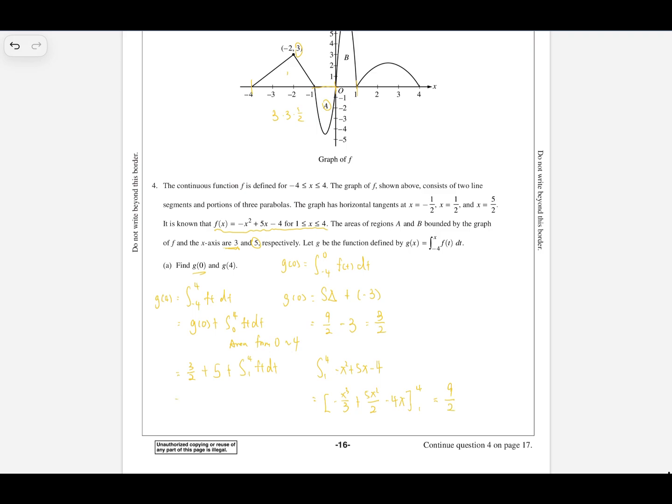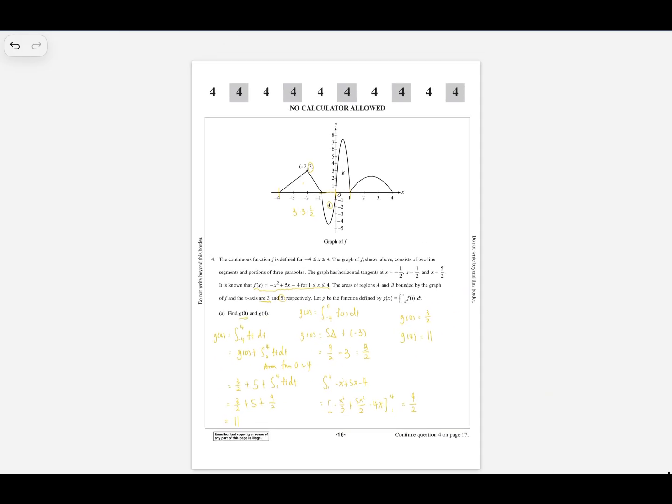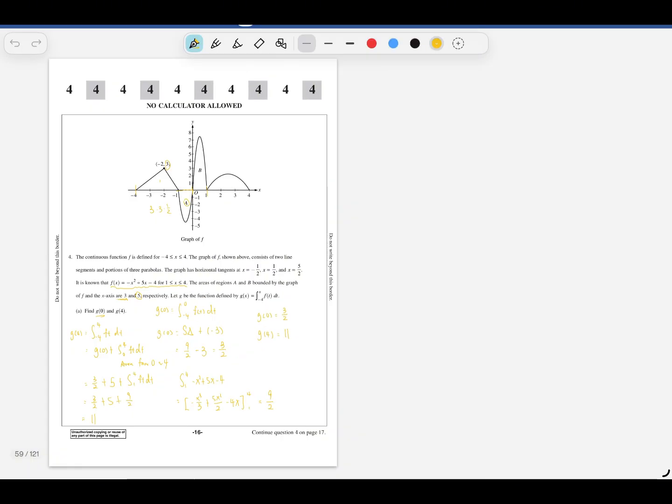Both of the regions from 0 to 4 are above the horizontal line, so we just add up everything. 3/2 plus 5 plus 9/2 is equal to 11. So g(0) is equal to 3/2, and g(4) is equal to 11. And that's question A. Question B.